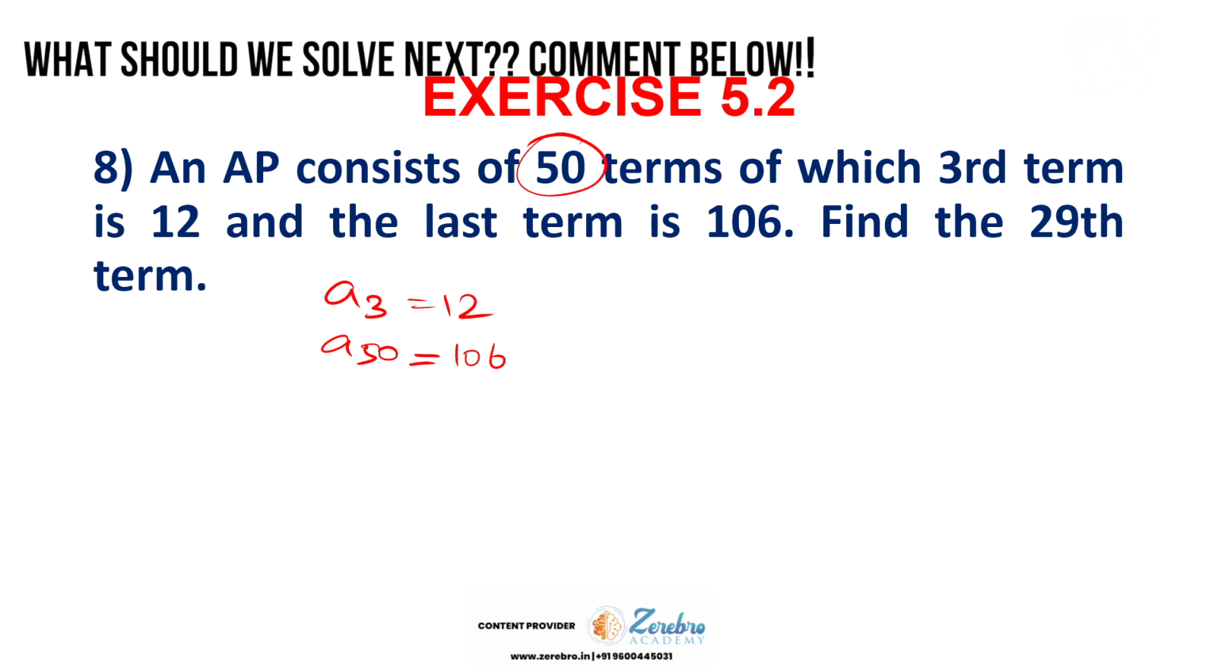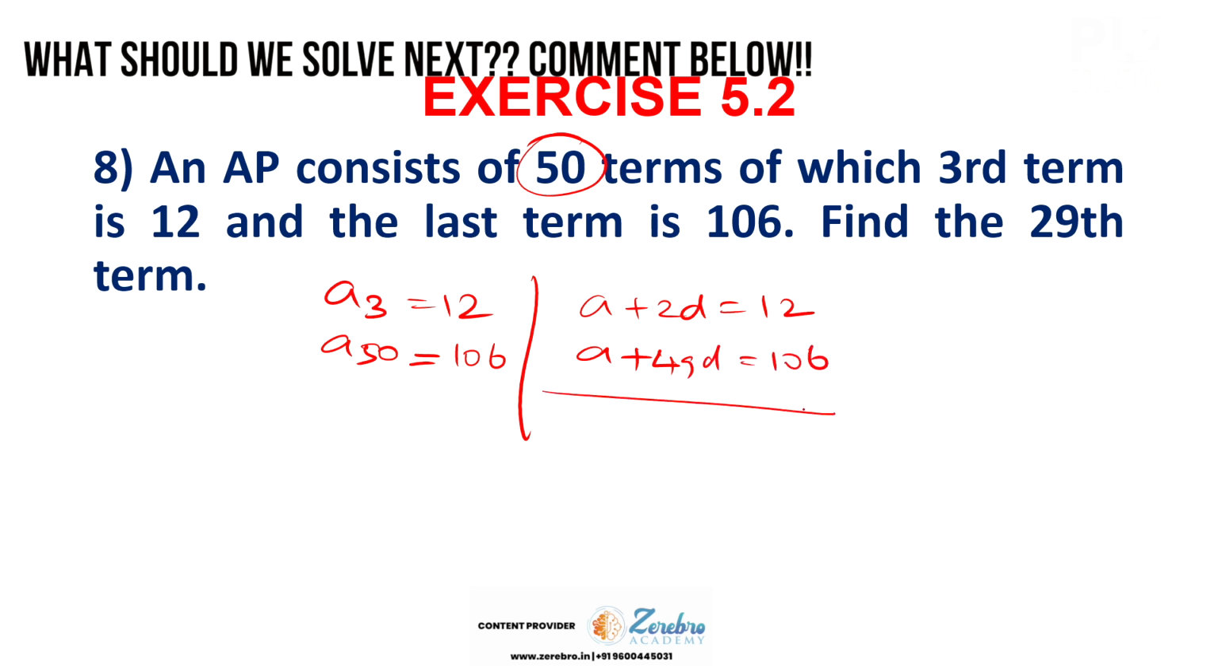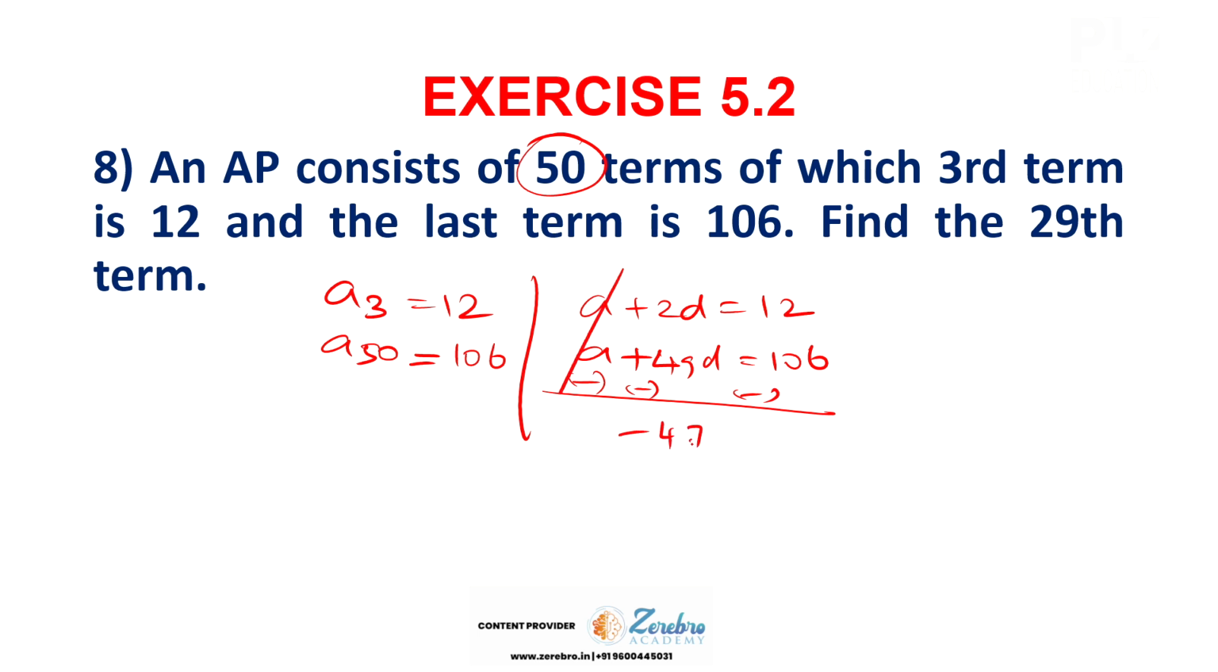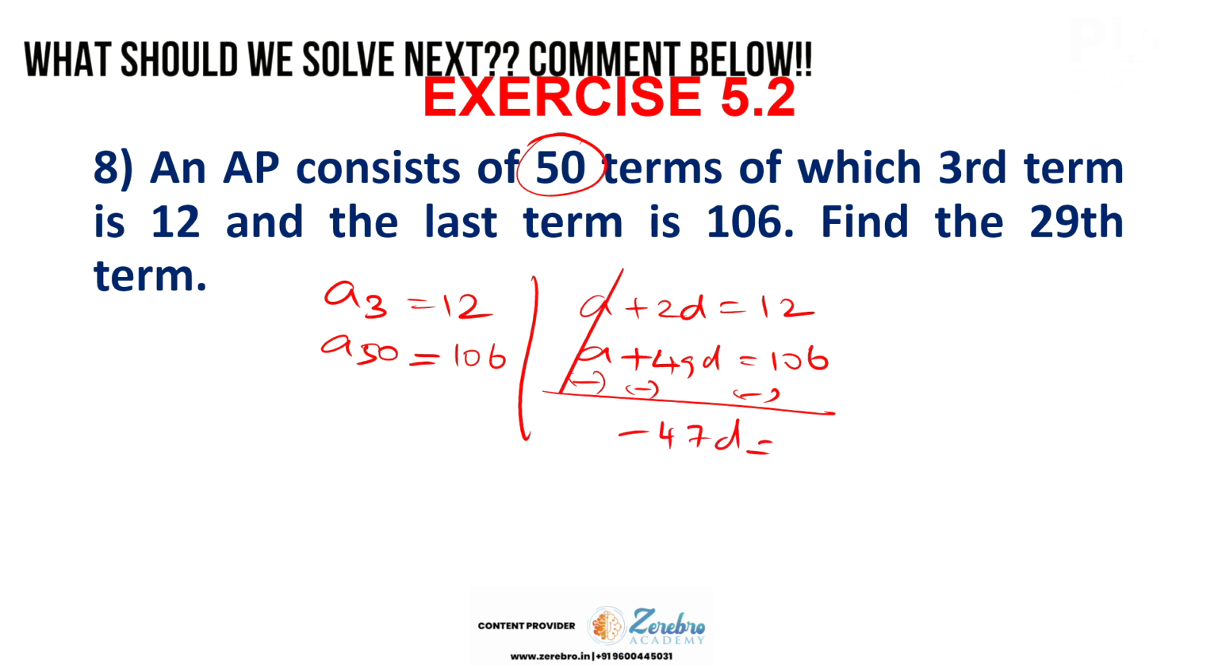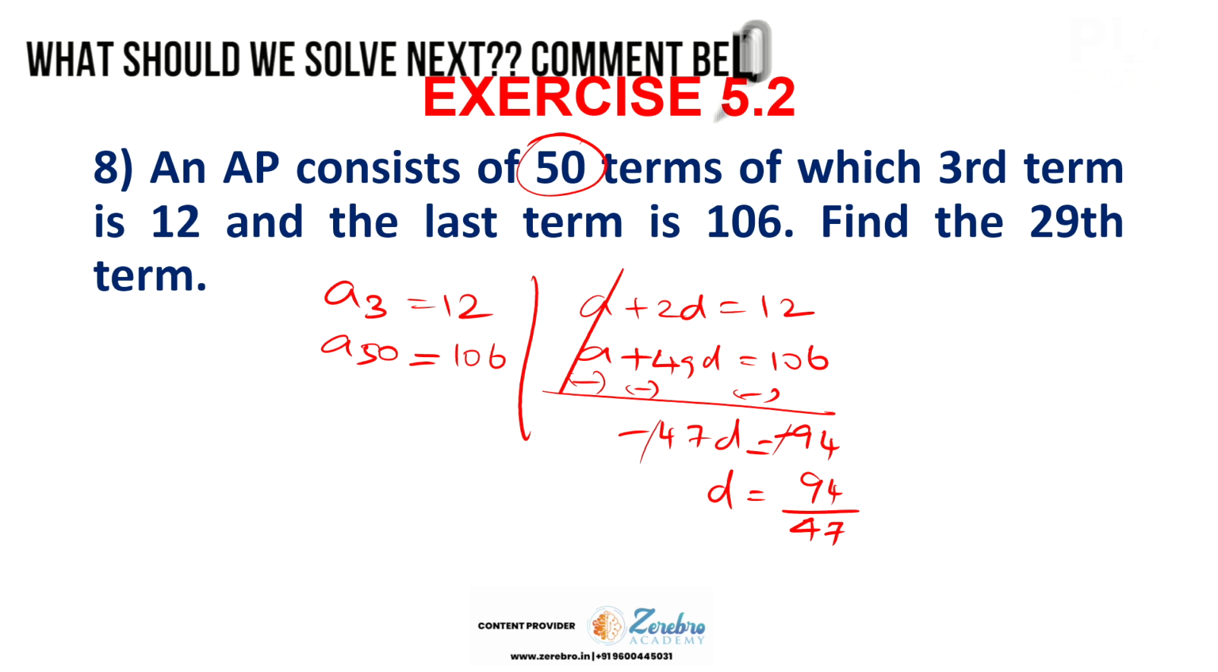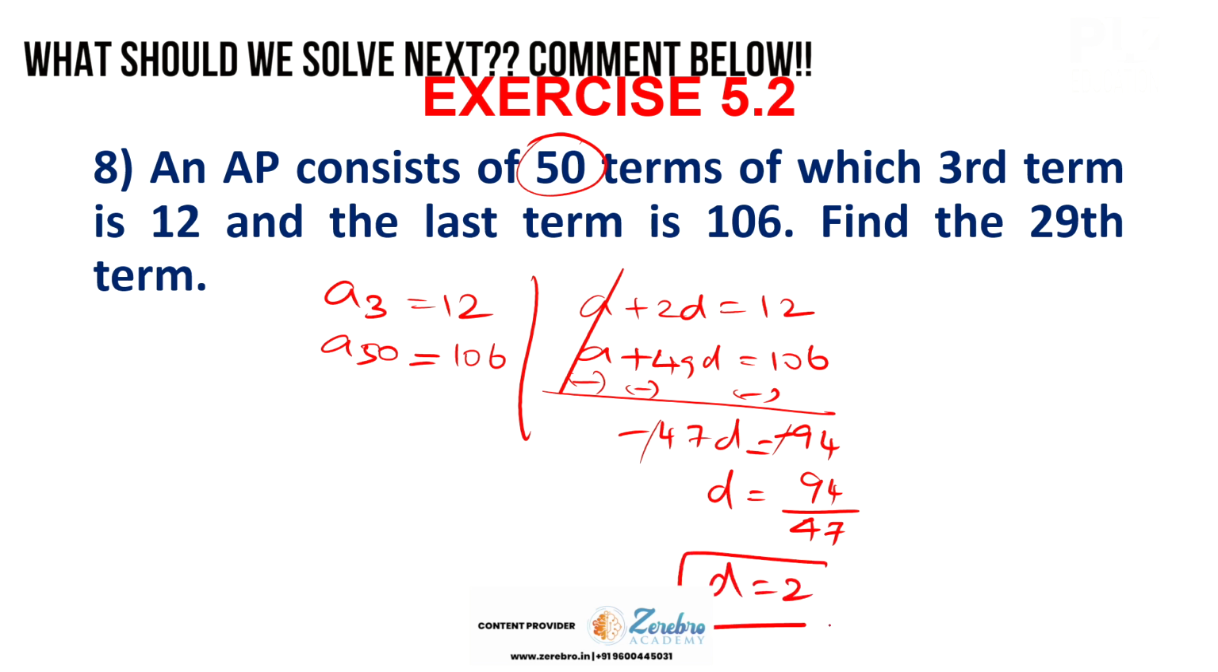So last நம்ம போட்ட problem மாதிரியே தான். So A3 அப்படின்றது A plus 2D equal to 12 and A50 ன்றது A plus 49D is equal to 106. Again elimination method, you can solve this. So A minus A cancel ஆயிரும். So 49D minus 2D is 47D and 106 minus 12, so we'll get 94. Okay, so D is equal to 94 by 47. So 94 divided by 47 will get 2 times, so D is equal to 2.